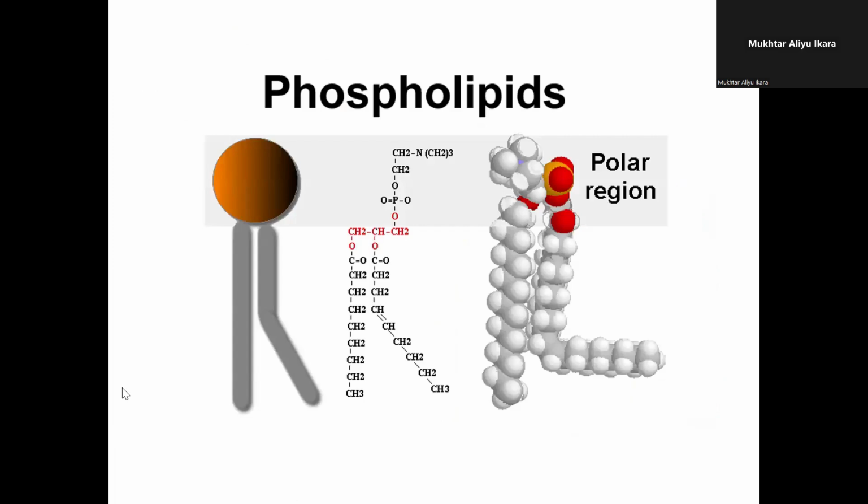So in the phospholipid, we have a polar region, that is a region that interacts with water. So it is the head part of the phospholipid. And then there is also the tail region. The tail region is the non-polar region of the phospholipid. For example, from here to here, it is a tail region. It is a non-polar region of the phospholipid, and it doesn't interact with water molecules, while the polar region is the region that interacts with water.